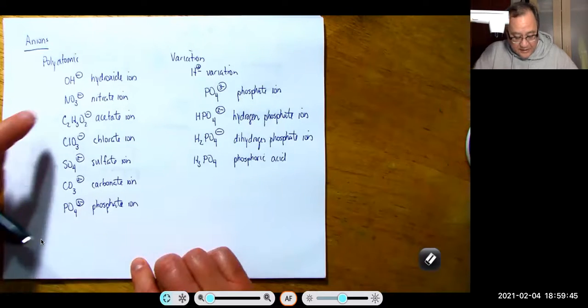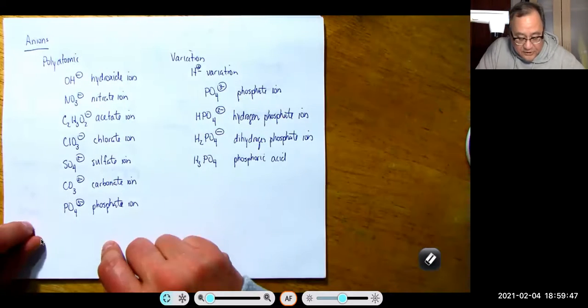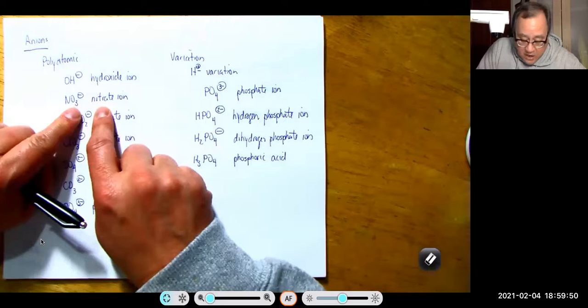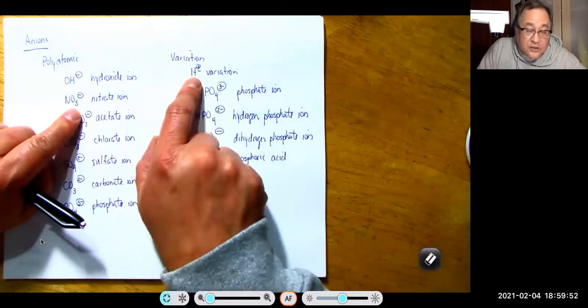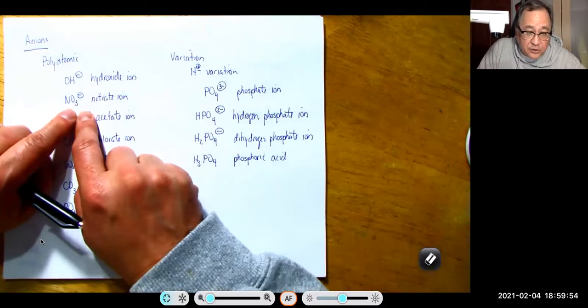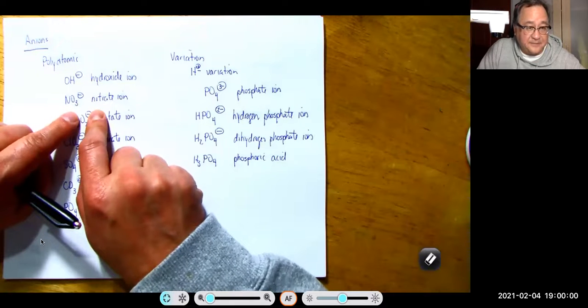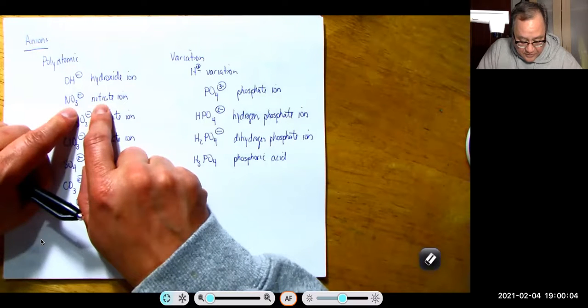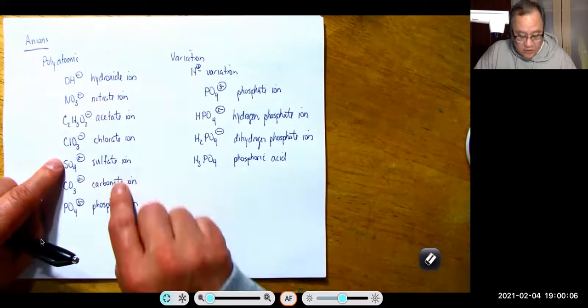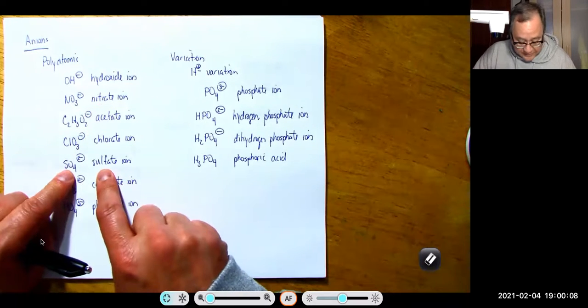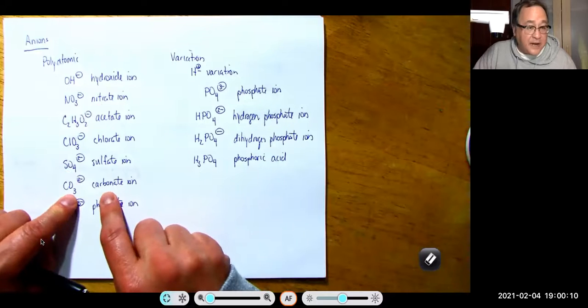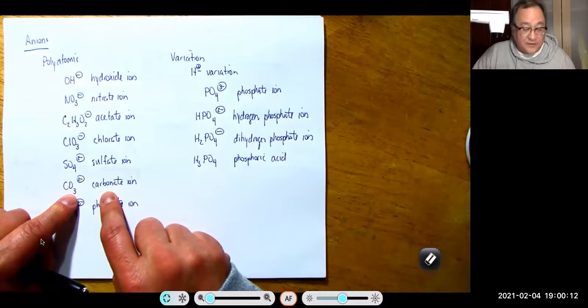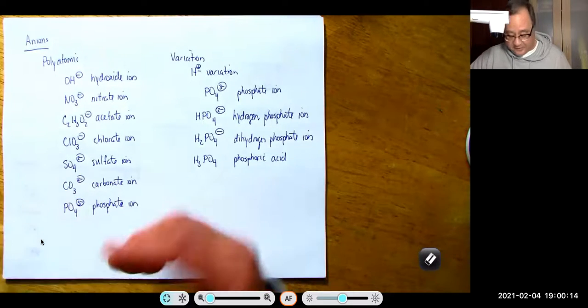Each of these has that variation. For instance, nitrate ion, if we add an H plus to it, we get HNO3, and that's neutral. So it's not an ion anymore. What do you call it? You call it nitric acid. So eventually nitrate forms nitric acid, sulfate forms sulfuric acid, carbonate forms carbonic acid, and phosphate forms phosphoric acid eventually.